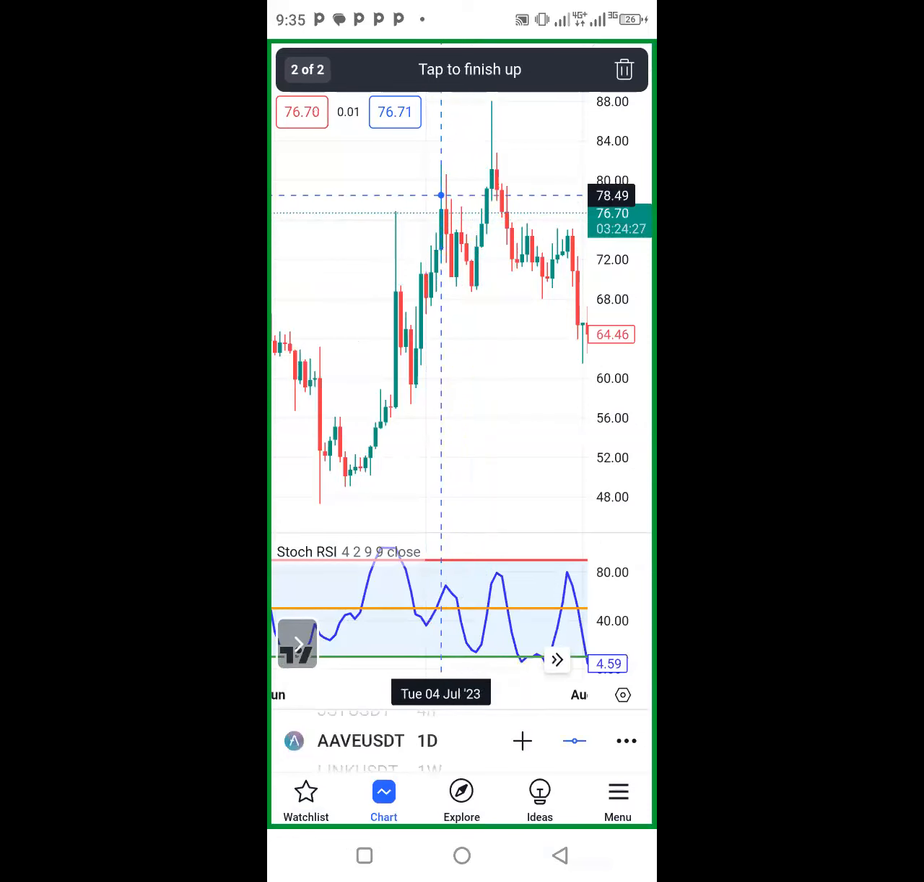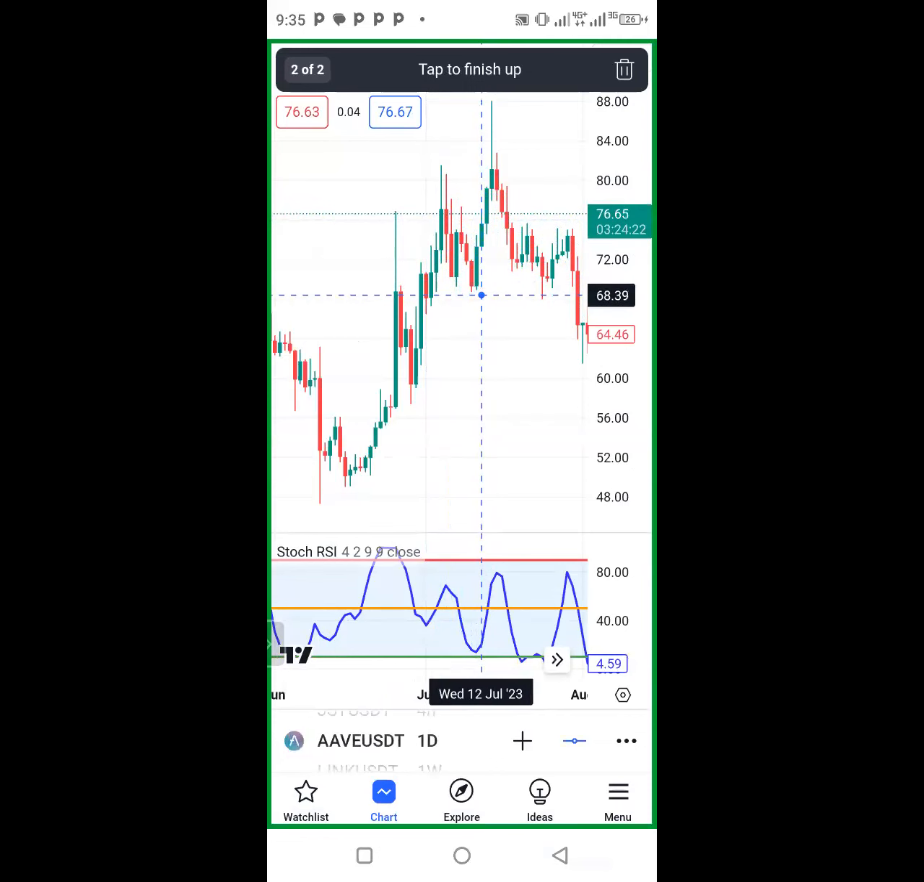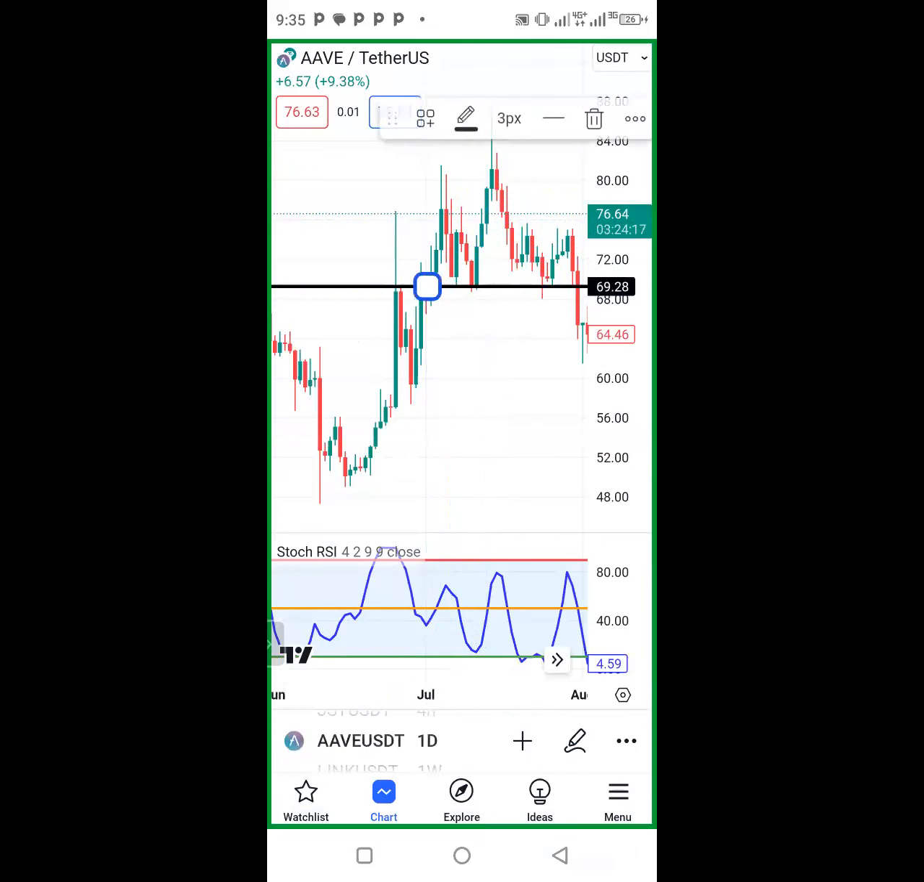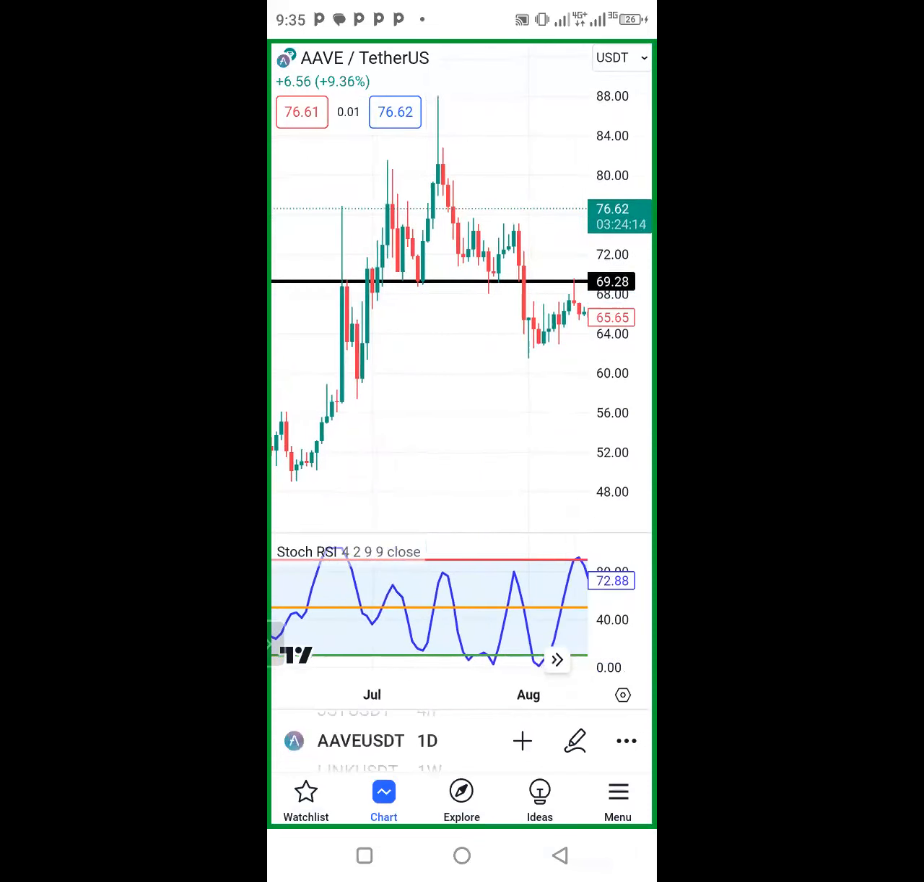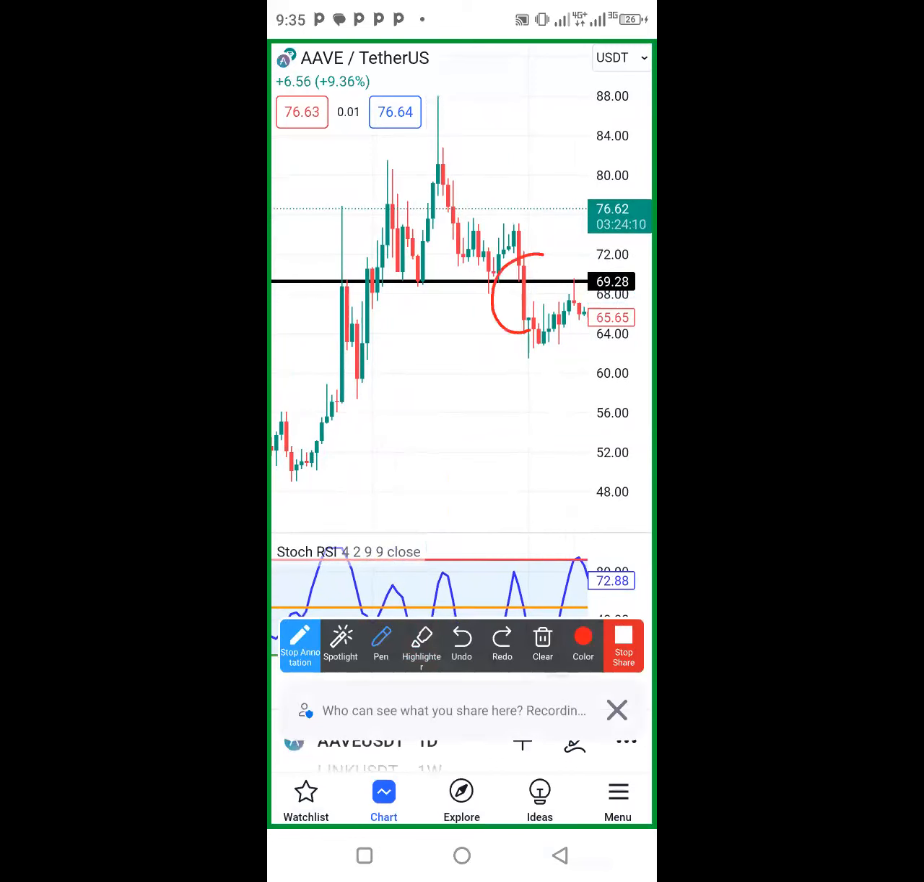This is a higher high, then higher low, higher high, higher low, then higher high. And this is the recent higher low. You see it? When you see a red candle close below the recent higher low, that is when you see there will be a change from an uptrend to a downtrend. That's how you identify a change from uptrend to downtrend.